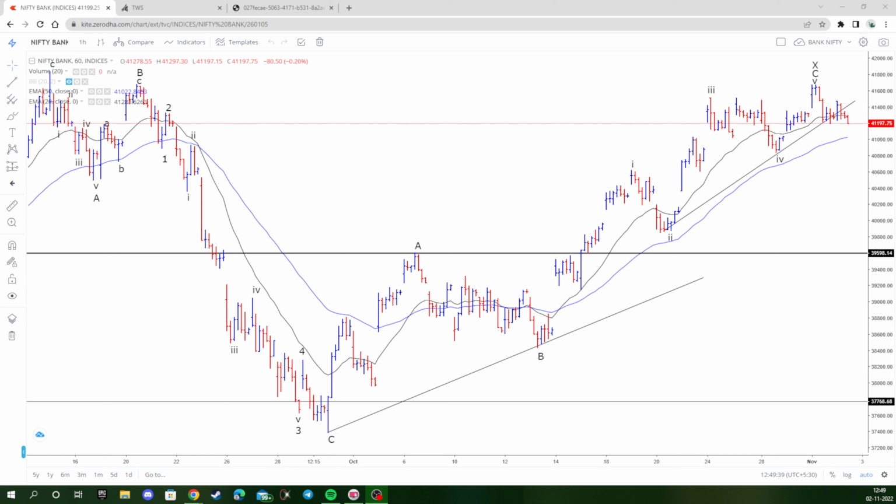Welcome back to a quick intraday update. Right now, I have this chart of Bank Nifty, and this is an hourly chart of the index.